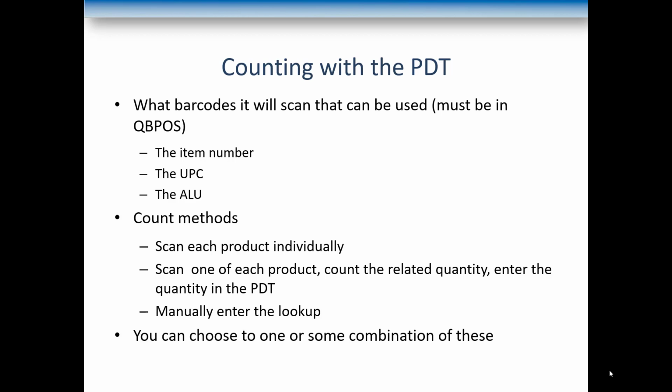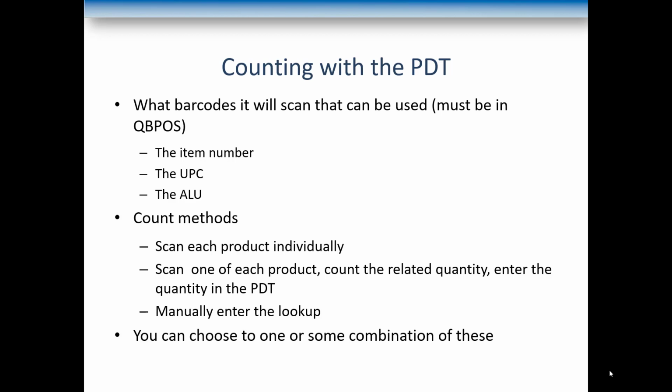There are pros and cons on both. If you know that you're going to scan every single item, then you know that you've accounted for them and you don't have to worry about if there's an error in the count. However, if you have 100 of something, to go through and scan all 100 of them can be pretty painful.